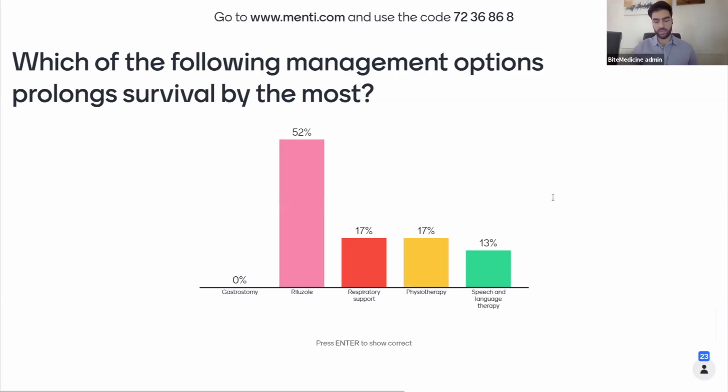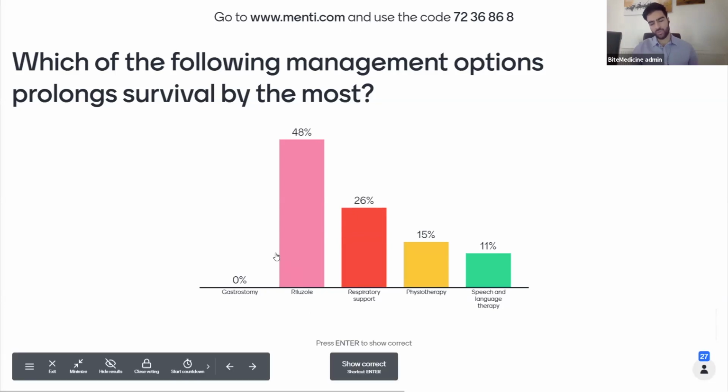Okay, so which of the following management options prolong survival by the most? You've got gastrostomy, riluzole, respiratory support, physiotherapy, speech and language therapy. My question to you is, how long does riluzole prolong survival by in motor neuron disease? Do you have any guesses? Yeah, 2 to 3 months. That's pretty much right. Yeah, 2 to 4 months, roughly 3 months.